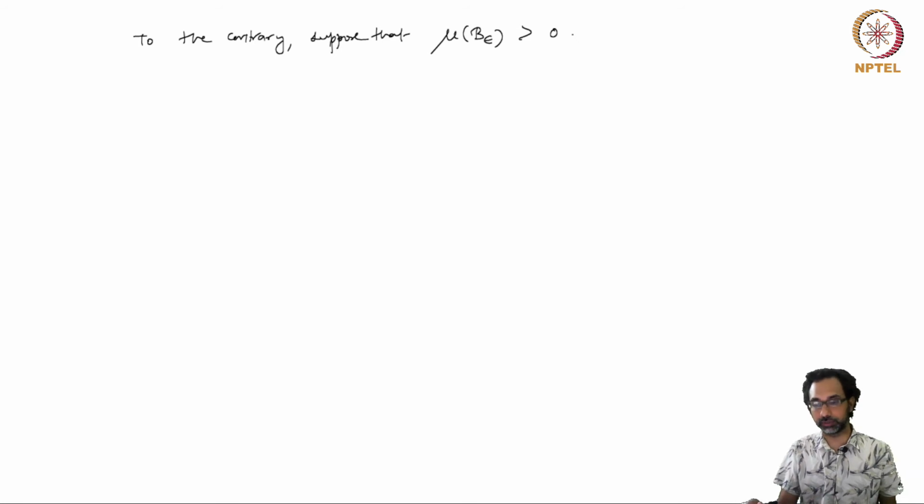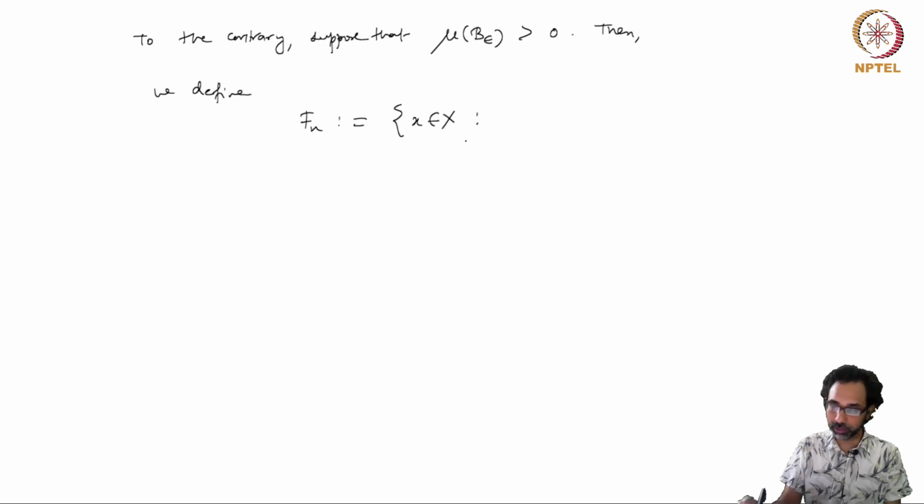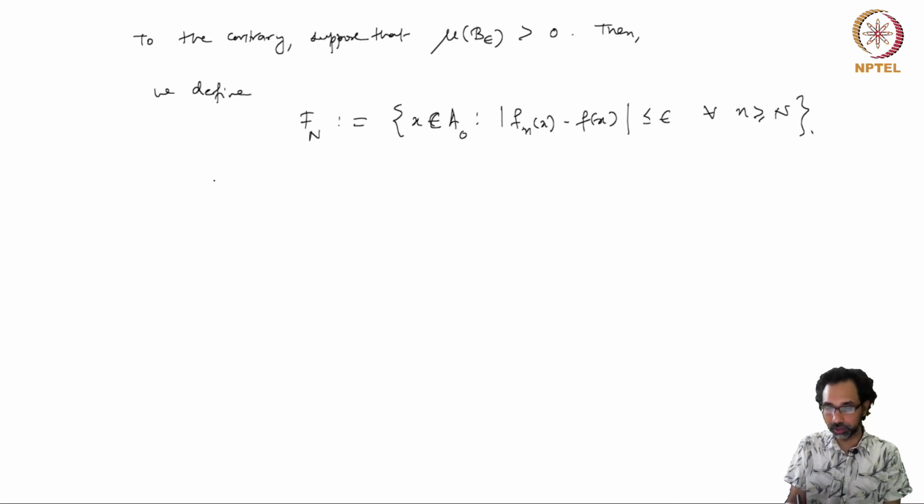So let's see. To the contrary, we suppose that the measure of B epsilon is strictly positive. Then we define the following set. We define F capital N to be the set of points x such that the modulus of f_n(x) minus f(x) is less than or equal to epsilon for all n greater than or equal to capital N. So sorry, here I should take x in A0. So these are all subsets of A0.